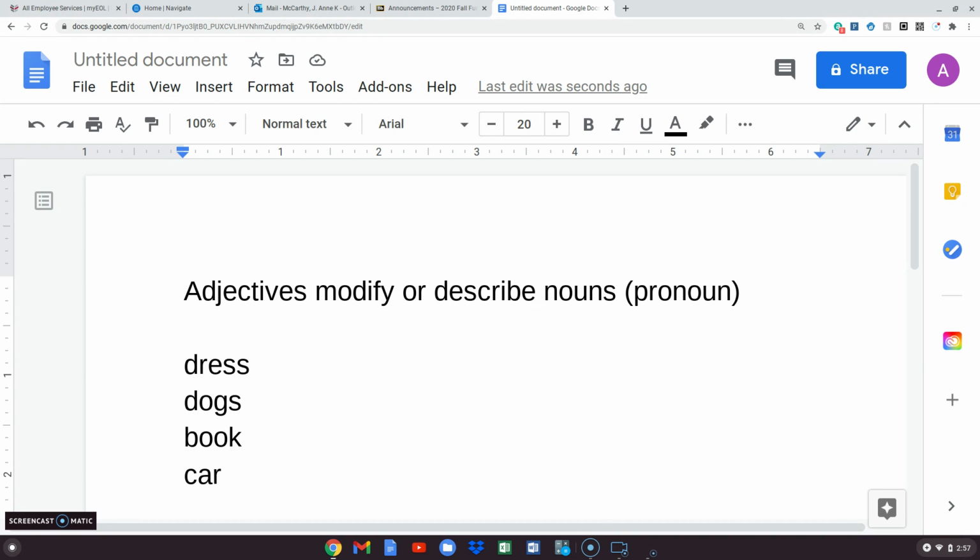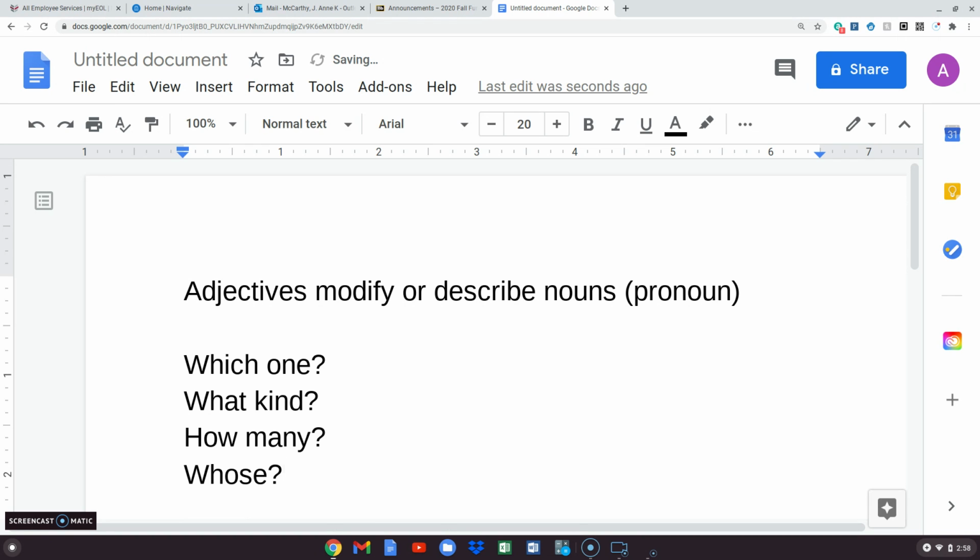And there's some questions that you really need to memorize to recognize an adjective. They tell some things about a noun. They tell which one, what kind, how many, and whose. Okay, and it's how many, or if you can't count the item, it's how much. Like if you had how much water, if you had a lot of water. So which one, what kind, how many, or whose.